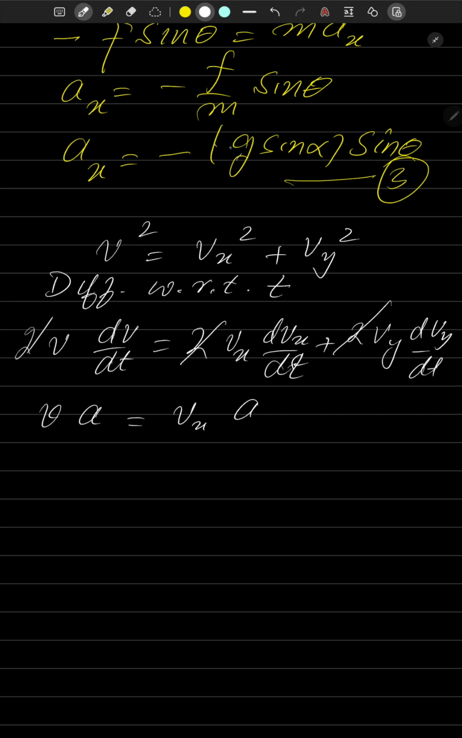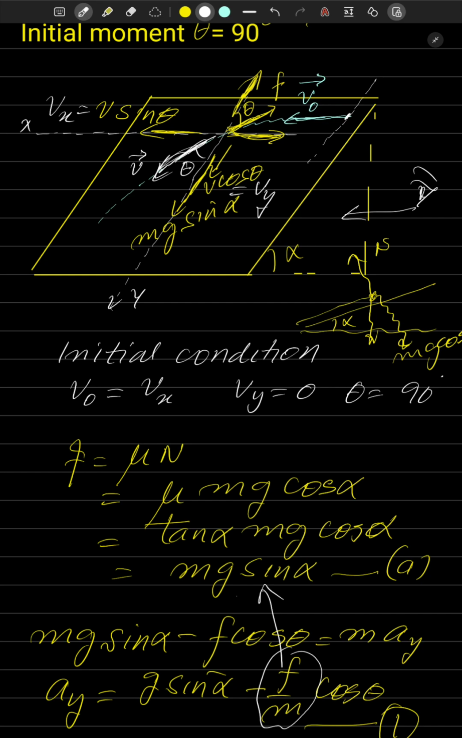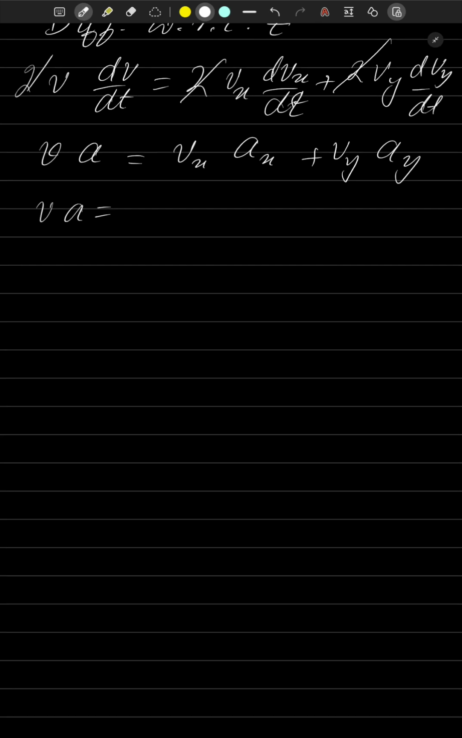Your vx and a along x, your vy and a along y, placed like this. If you put the value of vx, look at the vx in this equation. Your vx is nothing but v sine theta. If you put the value of vx, that is v sine theta. We already have acceleration along the x-axis, which we have already calculated, and it can be put like this.